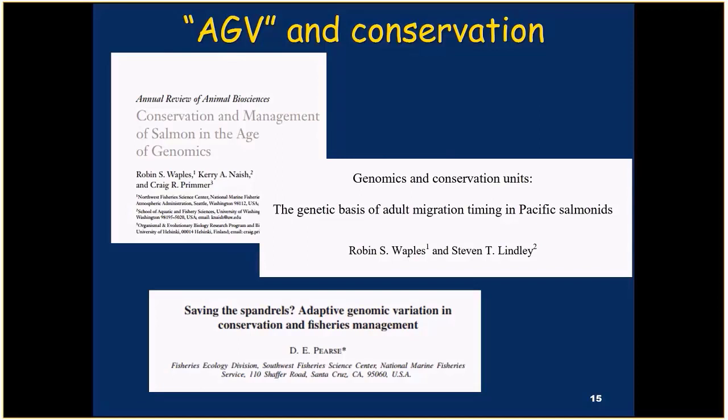There was one that came out a couple of years ago that I put on here by Waples and Lindley. They looked at the genetic basis of adult migration timing in Pacific salmonids. Definitely a worthwhile paper to read if you're interested in this type of thing, mainly because they look at the question of how, when, and where it is appropriate to use genomic and adaptive information and genetic markers when you're defining conservation units in the eyes of ESA. Again, it's a very dynamic area of discussion right now.